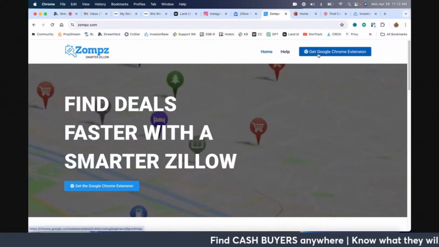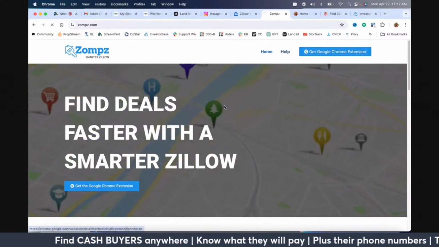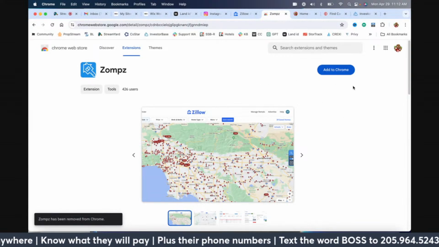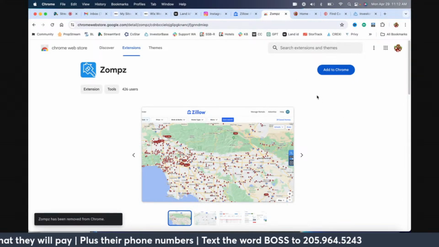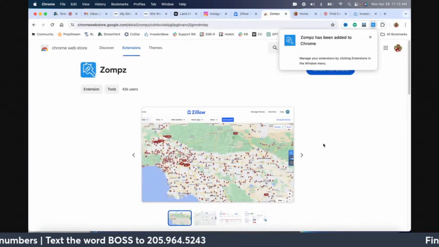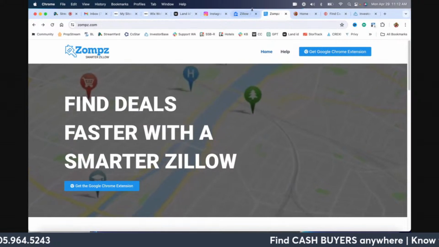So if you go to zomps.com, ZOMPZ, and you go to get Chrome, I'm going to remove it and then add it back so you'll know how it looks. I probably should do that before we start, but I'll hit add to Chrome, add extension. All right, once that happens, you can go ahead and just close this page if you want to. I'm going to just move it.